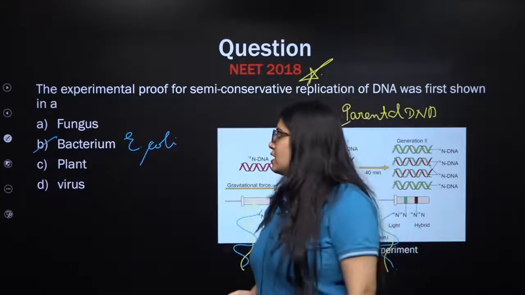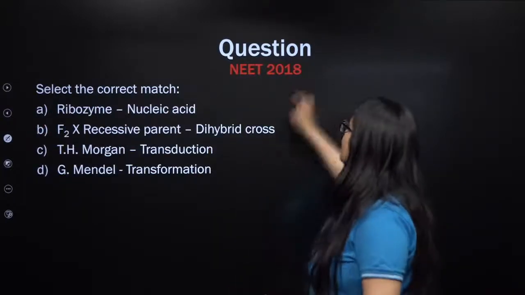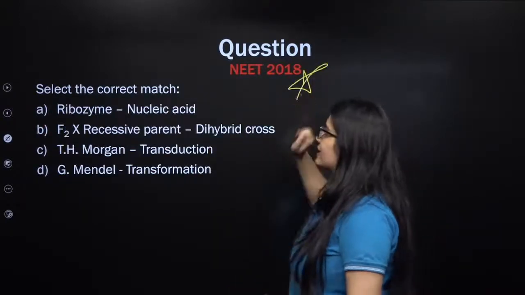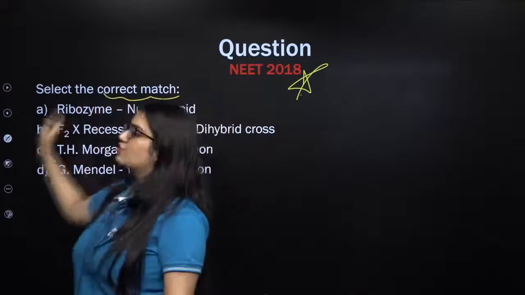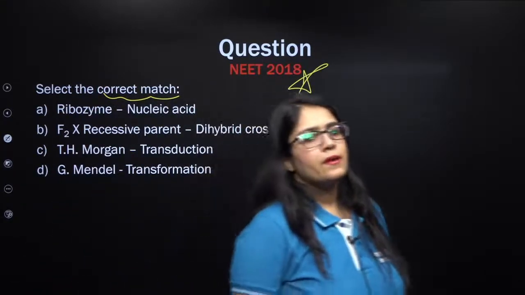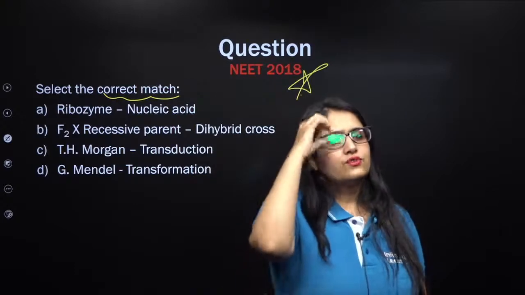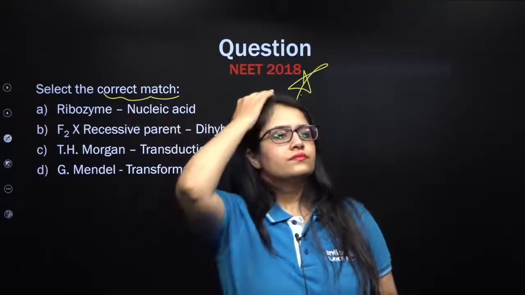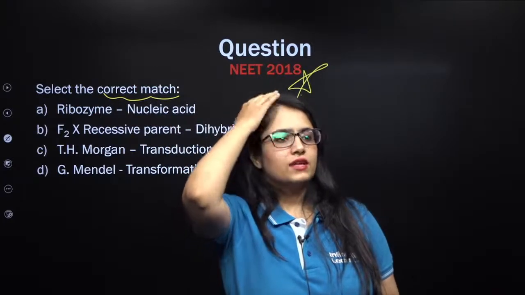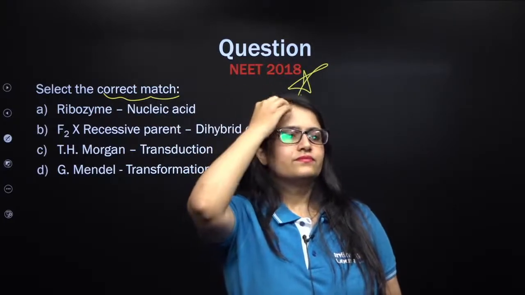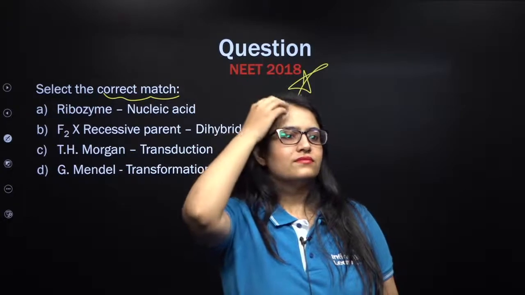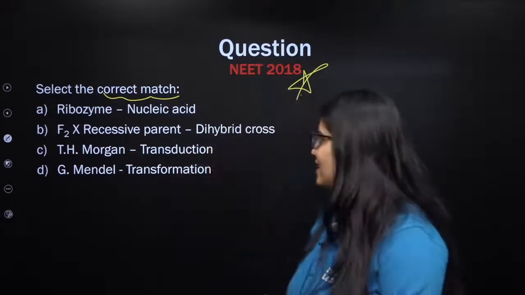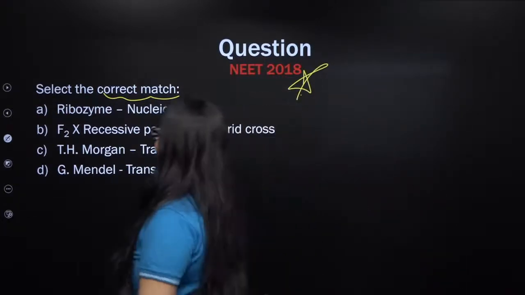Next question is from 2018. Select the correct match. Come on, try this one, kids. Nikhil, Savita, Karthik, come on, try this one. Try this, my lovely kids. Nikhil says A. That's absolutely correct, Nikhil.